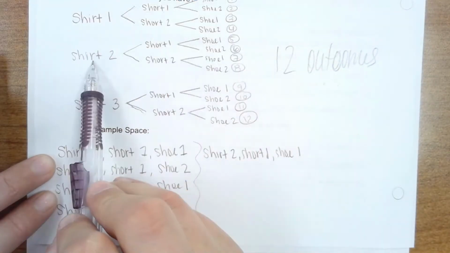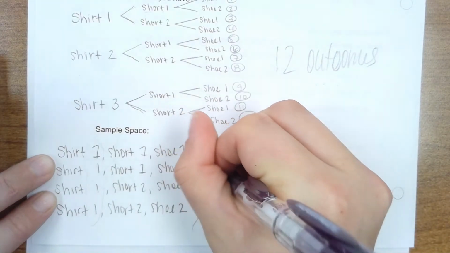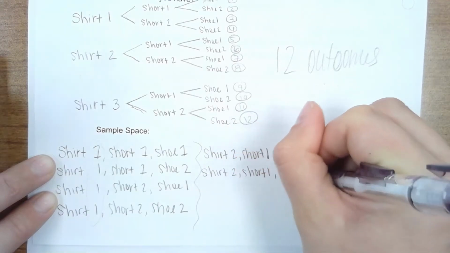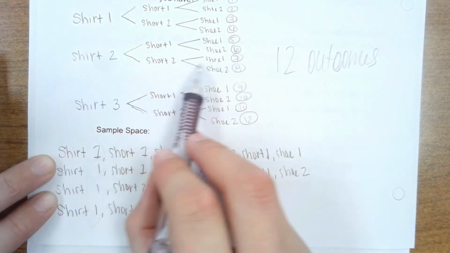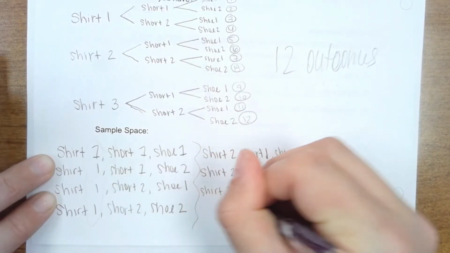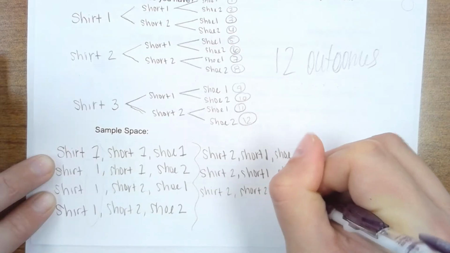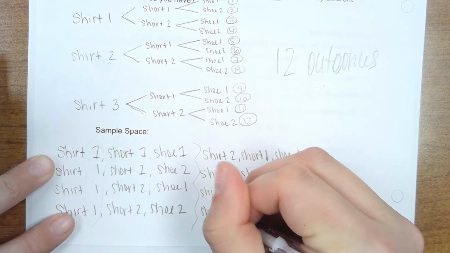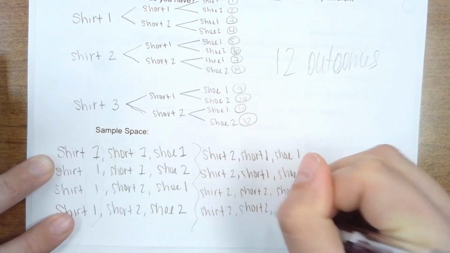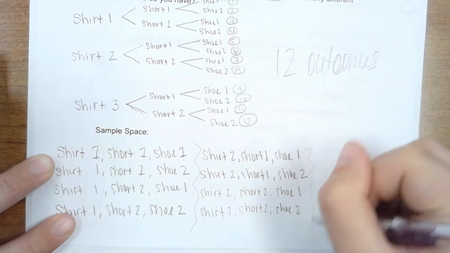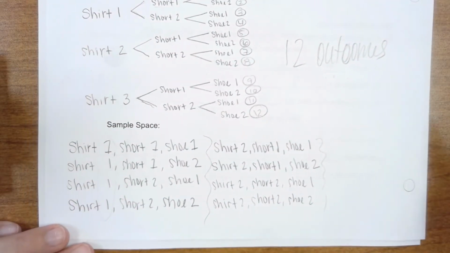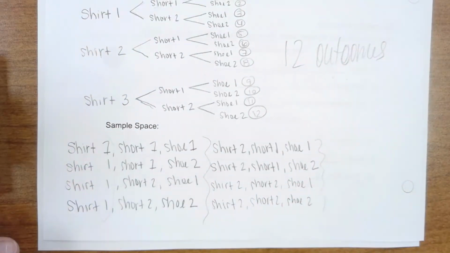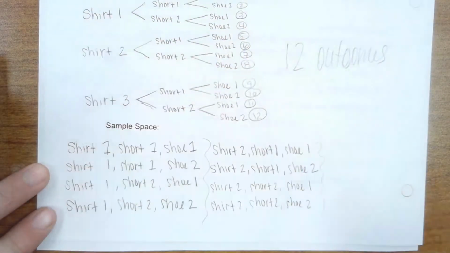Option 6, shirt 2, short 1, shoe 2. Option 7, shirt 2, short 2, shoe 1. And option 8, shirt 2, short 2, shoe 2. And that takes care of the second shirt. Okay, so again, notice how these were the same for both. All that we did was we just changed the shirt number. And then we still have one more shirt left, so shirt 3.